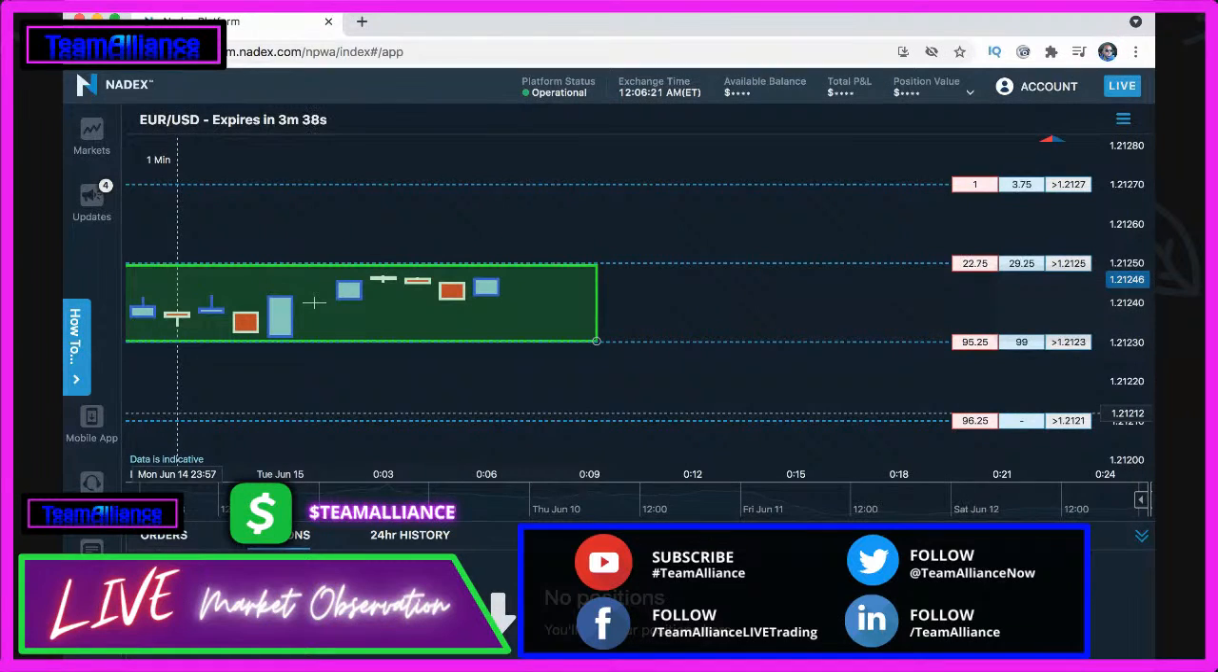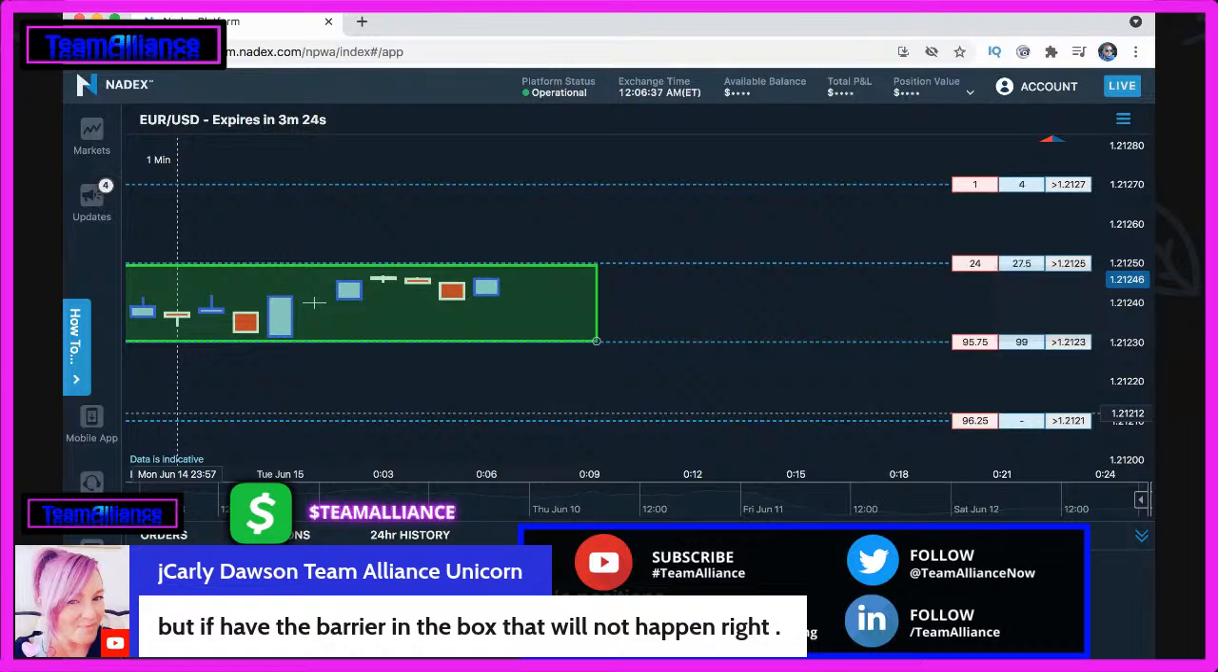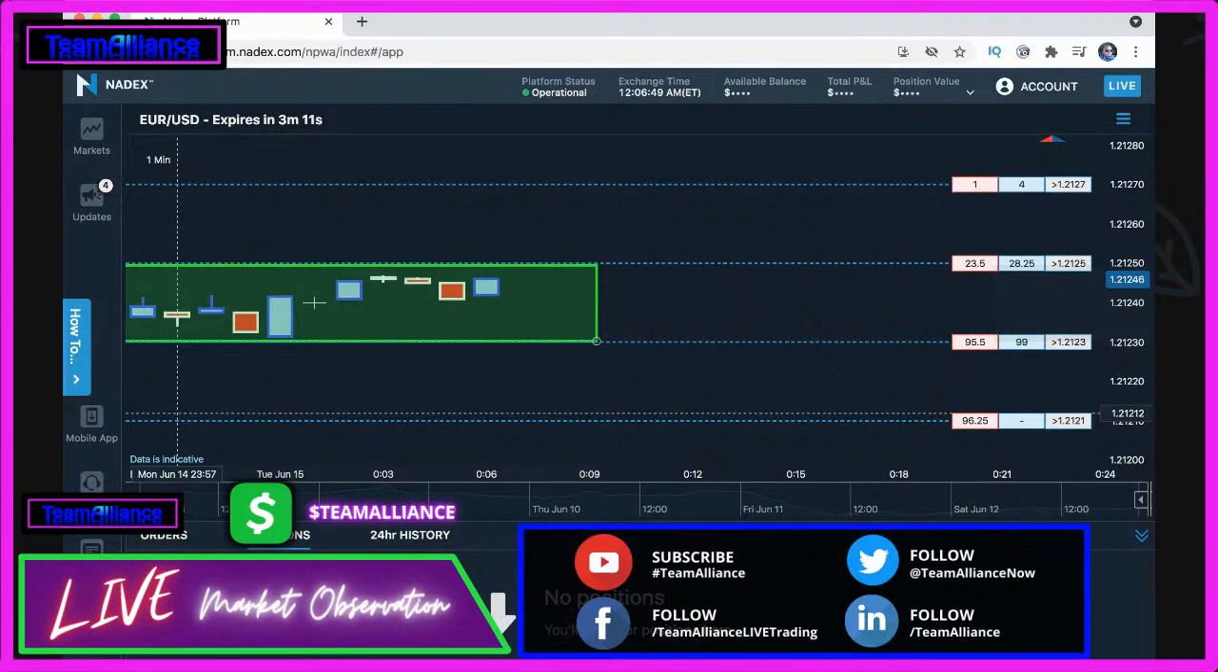The concern has been how to know if a candle will pop out the box at the end of our binary after we entered. But if we have the barrier in the box, that will not happen. Look at that. There you go. That part right there, what she just said: if we have the barrier in the box, it ain't gonna happen. Exactly.